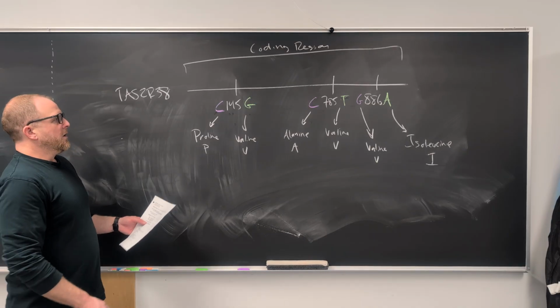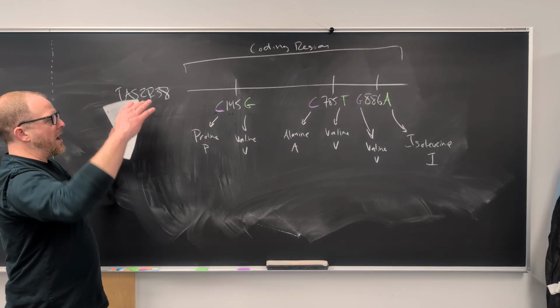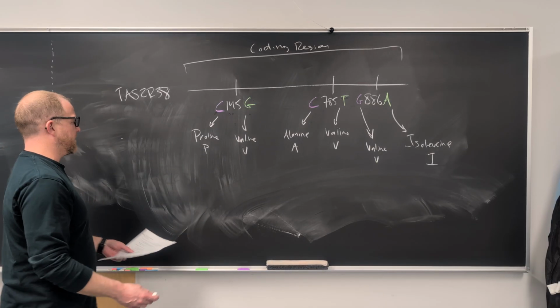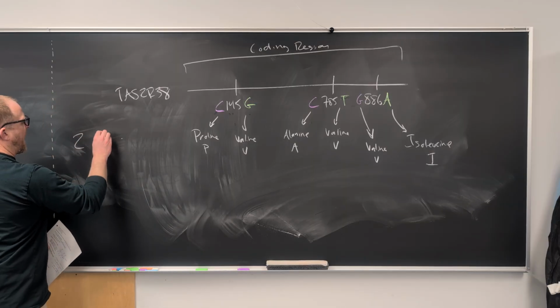So let's talk now about how these SNPs combine together. There are going to be 2 what are known as haplotypes.